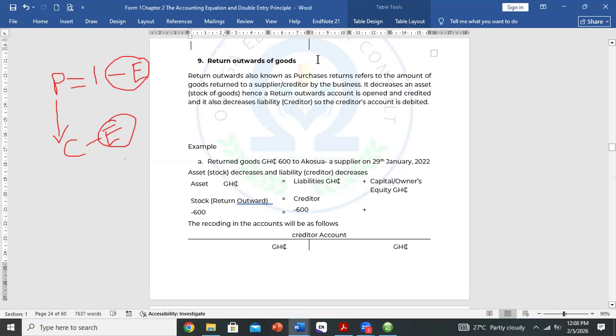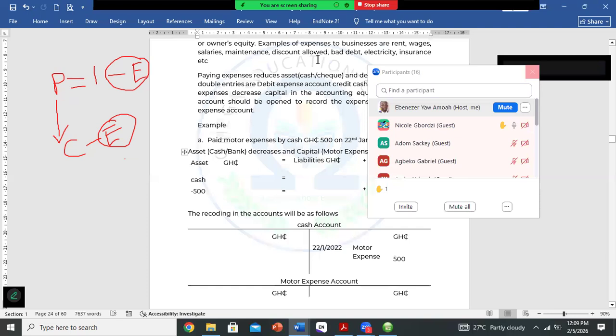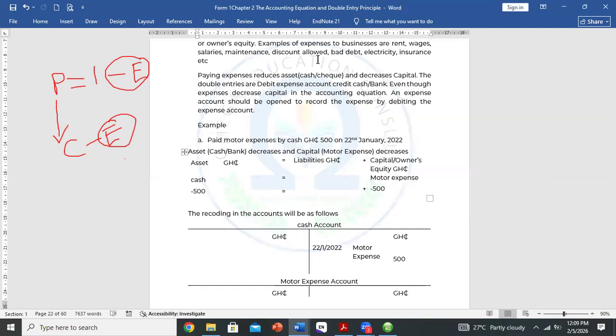I just want to understand something. Okay, I'm at your service. Sir, can you also say that the expense? Okay, over here: paid motor expenses by cash. You say that the asset decreases and then expense increases. So when you say that, expenses decrease. Oh, sorry, expenses decrease. No, your expenses will not decrease.